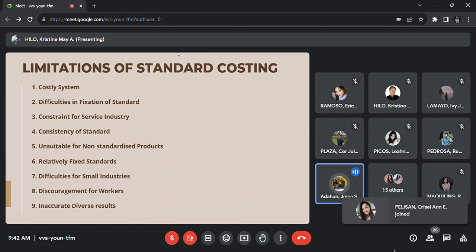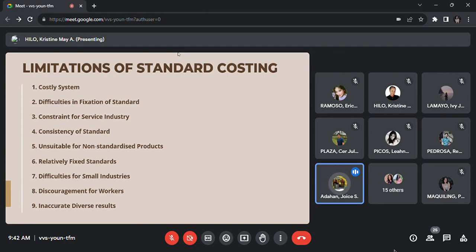There are the 9 limitations of standard costing. First is costly system. Costly system is designed to monitor the costs incurred by a business. Second is difficulties in fixation of standard. It is always difficult to determine precise standard cost in a given situation which will coincide with actual cost when operations are over. Third is constraint for service industry.